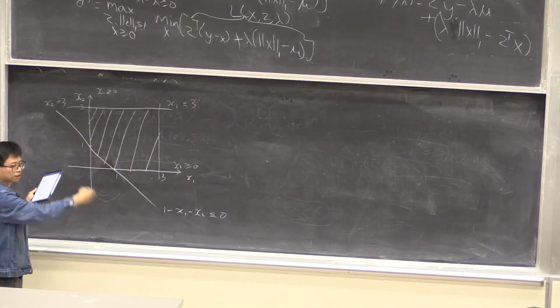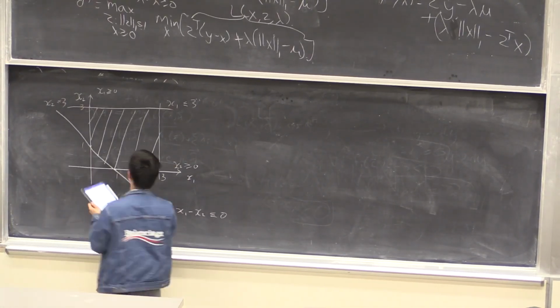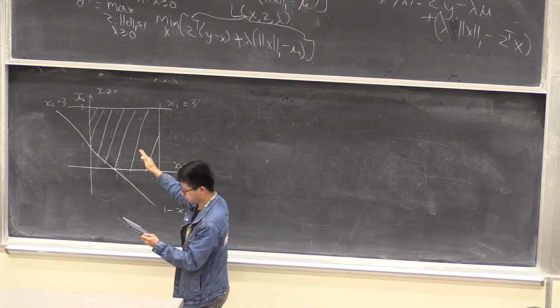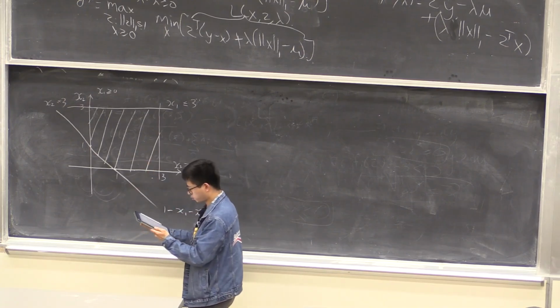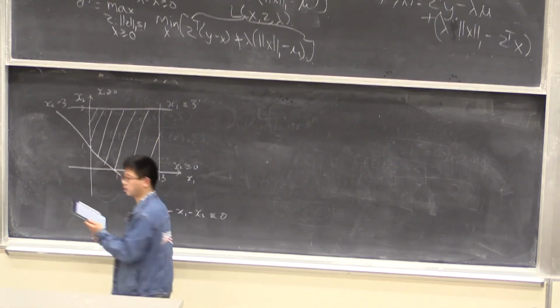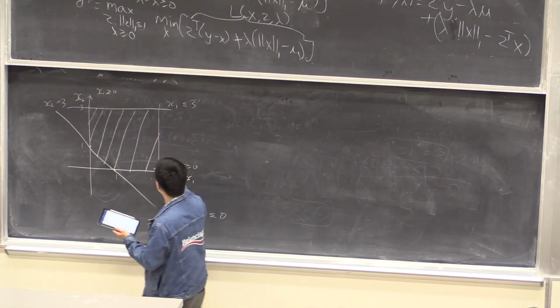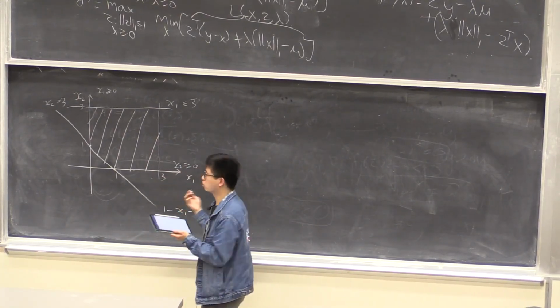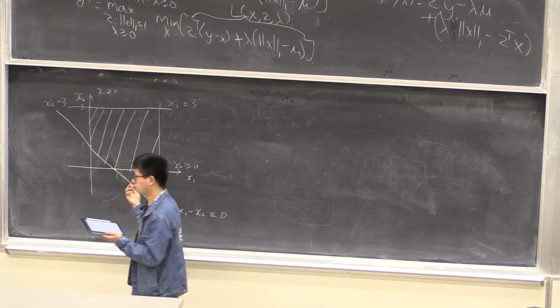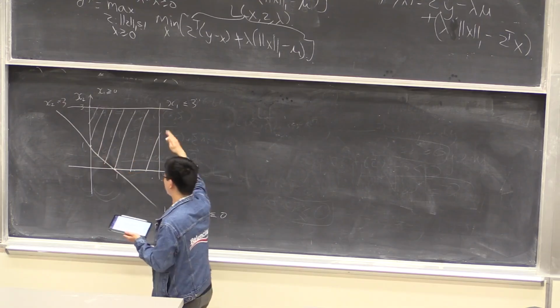Any questions? I think it's pretty straightforward, right? So I just plotted this region, and so let's go to the second problem. The second problem asks us to find the optimal objective value. Because we have a linear program, we know the optimal value has to be on a vertex of this region, right?